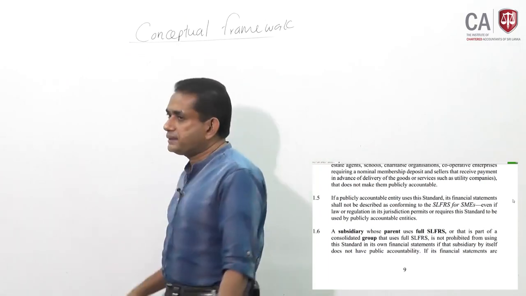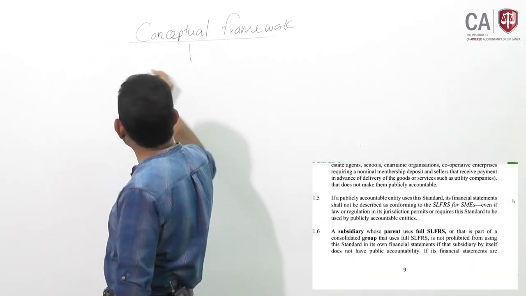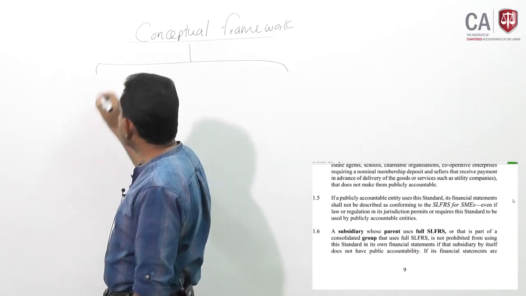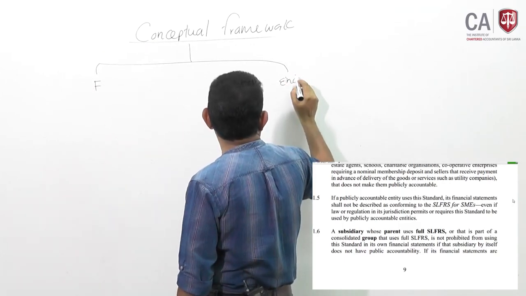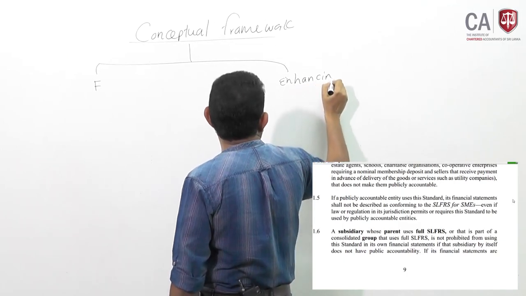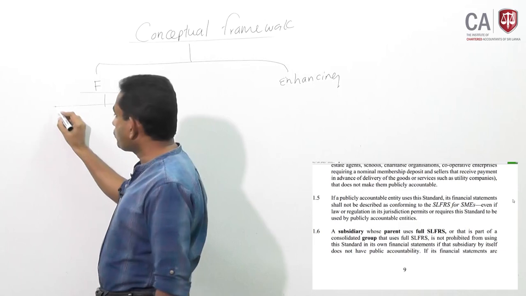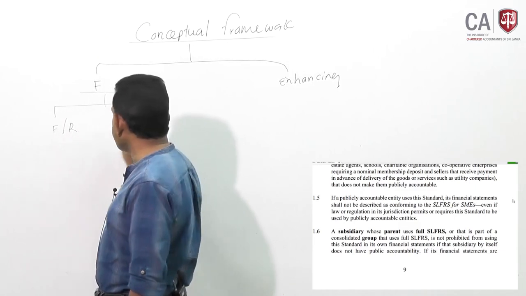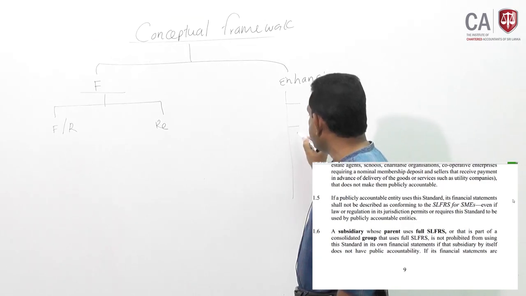Now, under qualitative characteristics in the conceptual framework of full SLFRSs, we basically had two categories: fundamental and enhancing. Under fundamental, we used to learn two characteristics. What were those? Faithful representation and relevancy. Under enhancing characteristics, we used to learn four characteristics: comparability, verifiability, timeliness, and understandability.